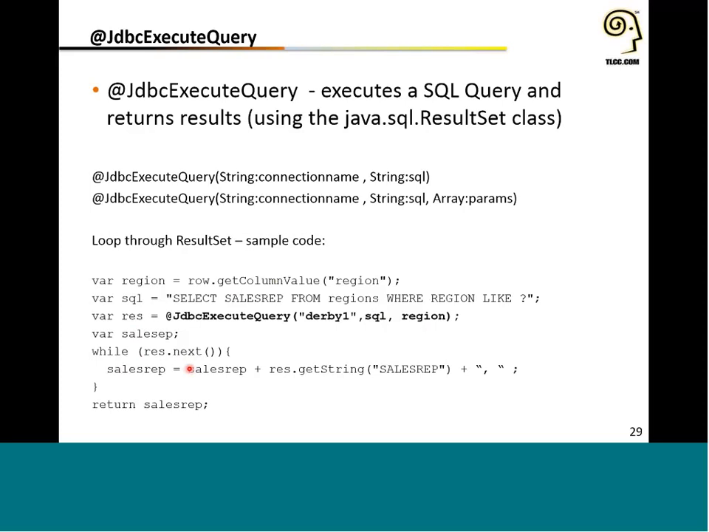And then as we're iterating through it, we can say getString to get the sales rep column. And we're going to append all the sales reps that we get with a comma and a space. So we're going to loop through all the returned data until there's no more data, and we're going to get the sales rep column and append those together in one big long string separated by commas.